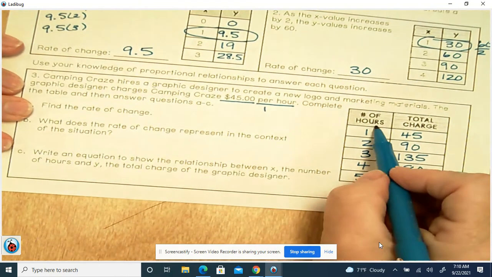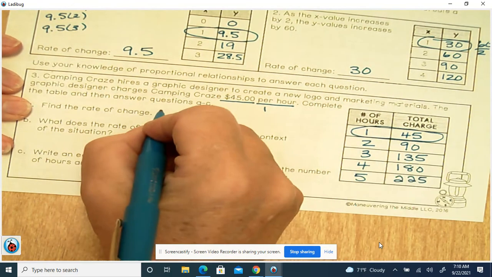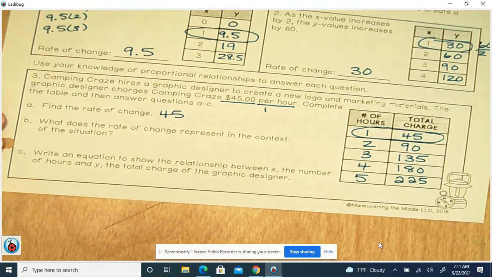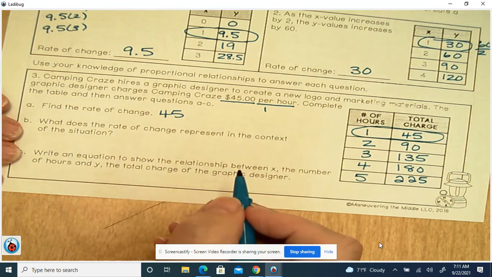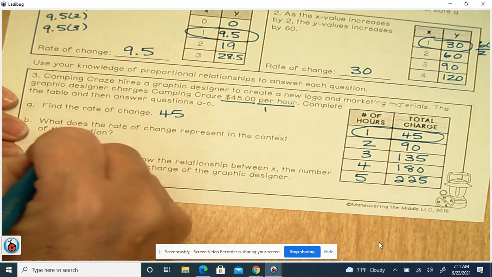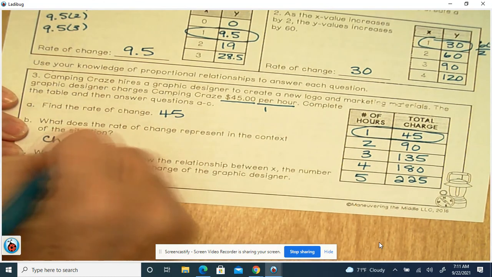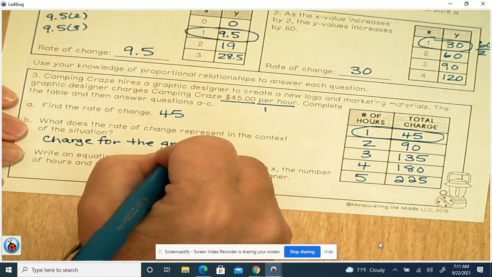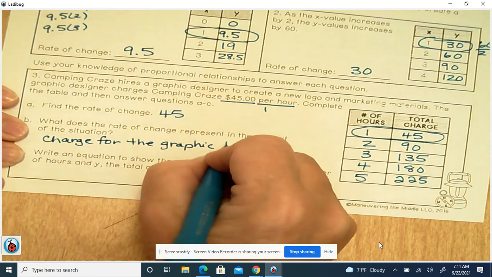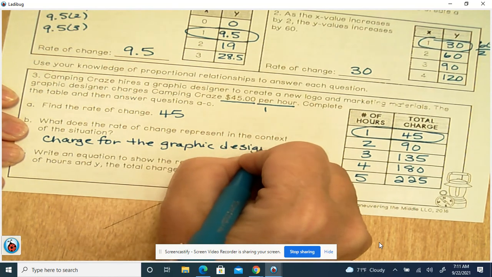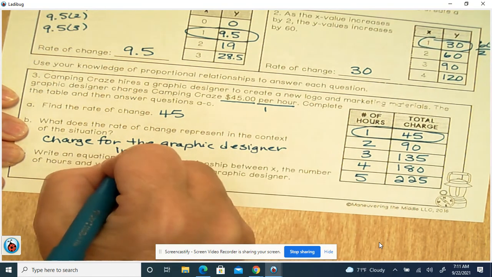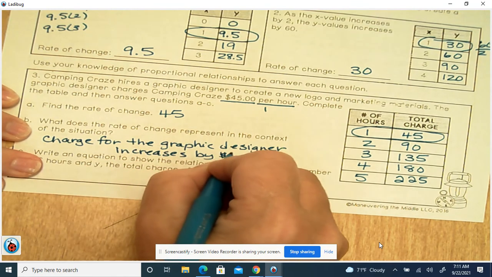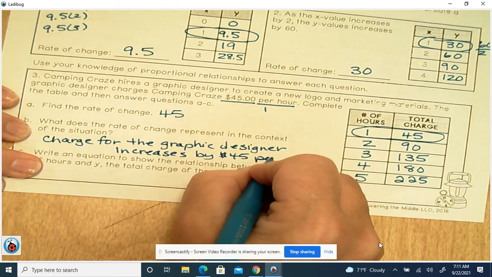What is the rate of change? Remember, it's always where 1 is at, so that's 45. What does the rate of change represent in context to the situation? The charge for the graphic designer increases by $45 each hour. Charge for the graphic designer increases by $45 per hour.